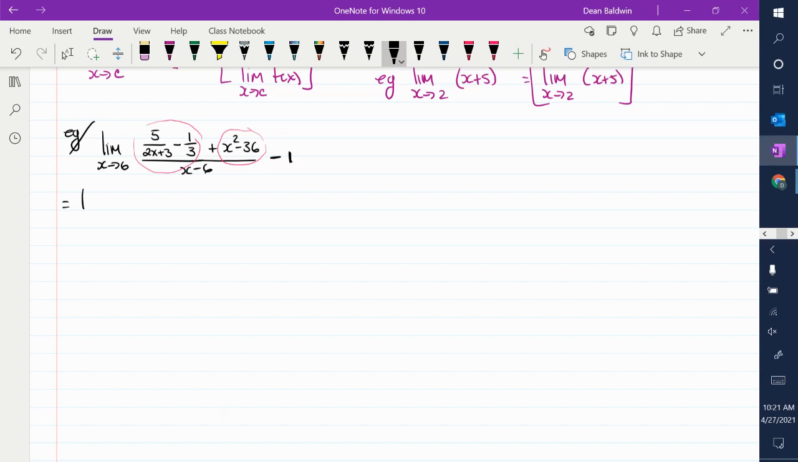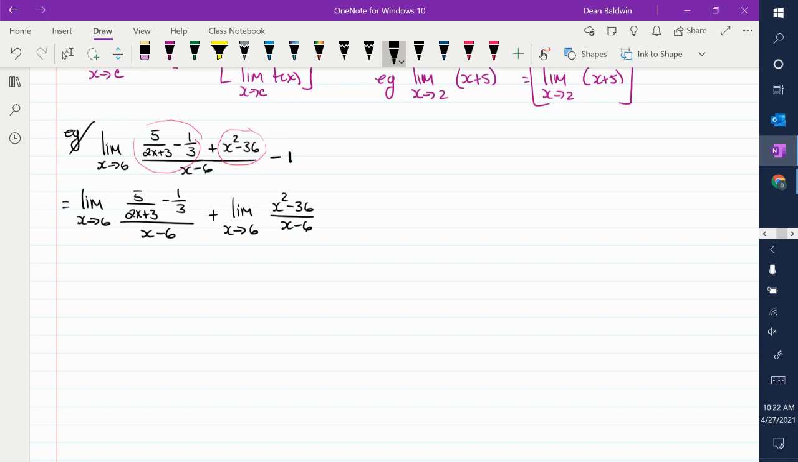So this is going to become the limit as x goes to 6 of 5 over 2x plus 3 minus 1/3. That is all divided by x minus 6. Plus the limit as x goes to 6 of x squared minus 36 over x minus 6. Because that denominator has to go to both, right? Because we're doing the reverse of combining. If I give you these two things, you've got a common denominator. Then you can put them together, which will give you this. Okay, so we're just doing the opposite.